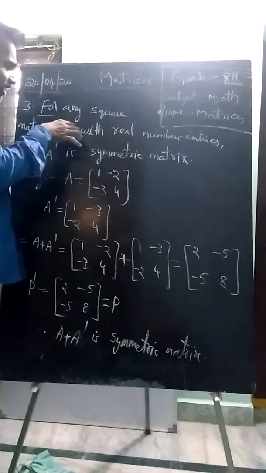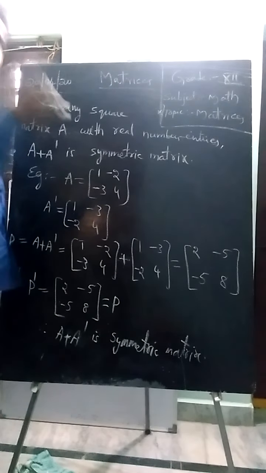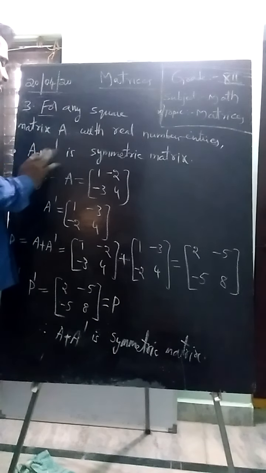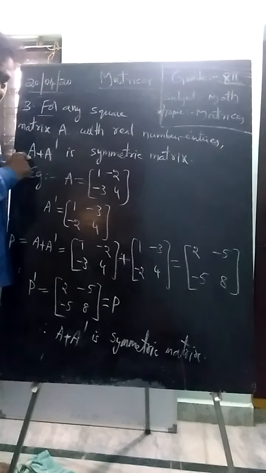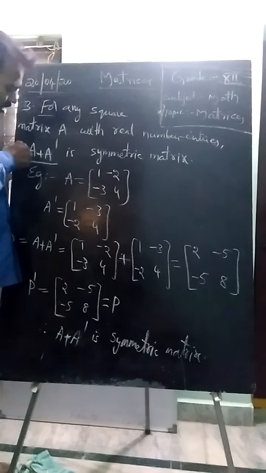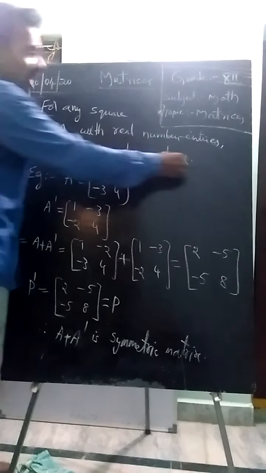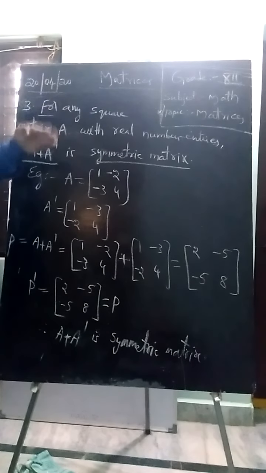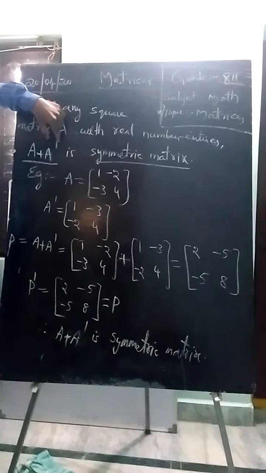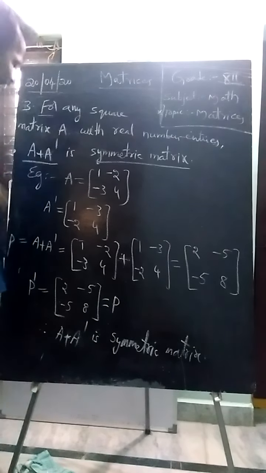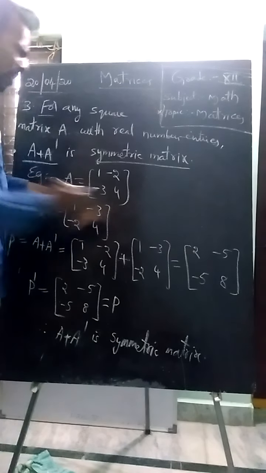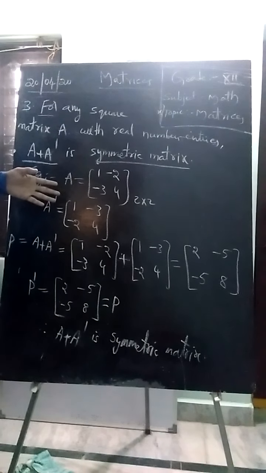For any square matrix A with real number entries, I mean elements are real numbers, A plus A dash, I mean the sum of the matrix and its transpose, is always a symmetric matrix. So another property or application on transpose of matrix is, for any square matrix A with real number elements, A plus A transpose is symmetric. Let us take one example. Let us consider any square matrix. I have considered 2 by 2. You can take 3 by 3, 4 by 4 as you wish.